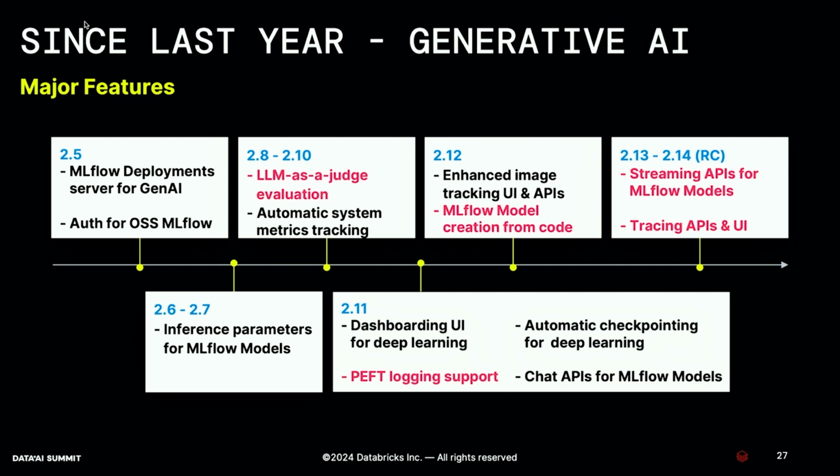In 2.12, model creation from code. We'll also look at some examples of that in a little bit, but it's pretty exciting. 2.13, 2.14, exactly as Corey said. Streaming APIs, this is the chat interface for GenAI. You want to see as each token is generated, the text is coming out, it's streaming output. Looks pretty cool too when you demonstrate it.